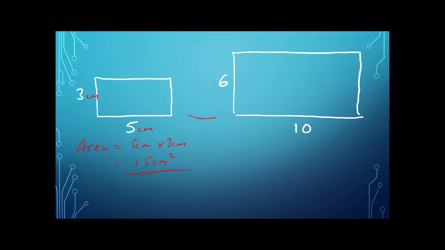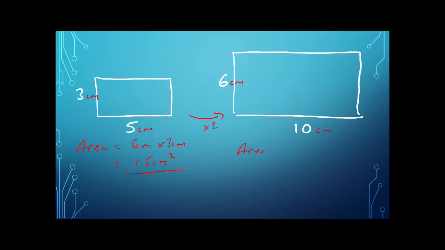Now, if we look at this rectangle here, it's clearly double in size, i.e. the lengths have increased by 2. So this length is 10 centimeters and this length is 6 centimeters. So has the area doubled? Well, let's check it out.